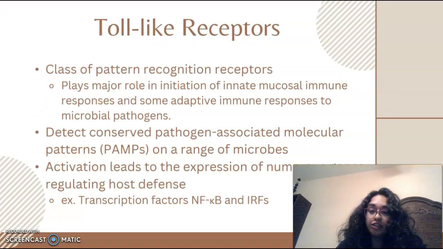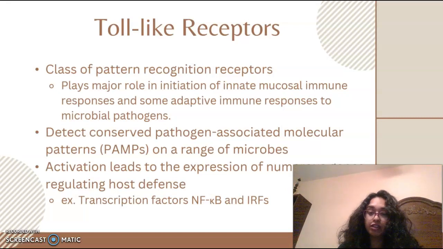To begin with, toll-like receptors are a class of pattern recognition receptors that play a major role in the initiation of innate mucosal immune responses and some adaptive immune responses to microbial pathogens. They detect conserved pathogen-associated molecular patterns, also known as PAMPs, on a range of microbes, including viruses, leading to innate immune activation and orchestration of the adaptive immune response.